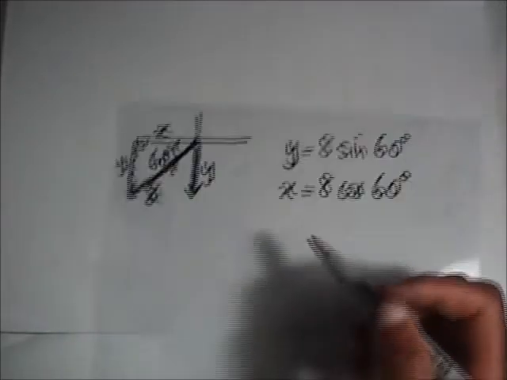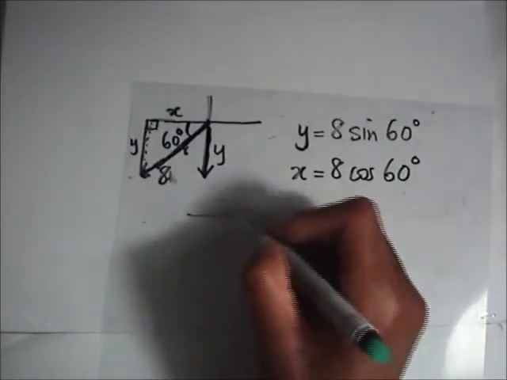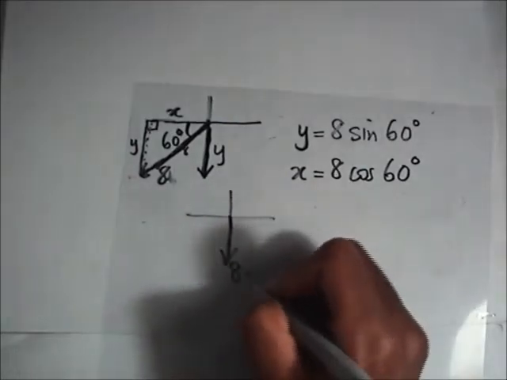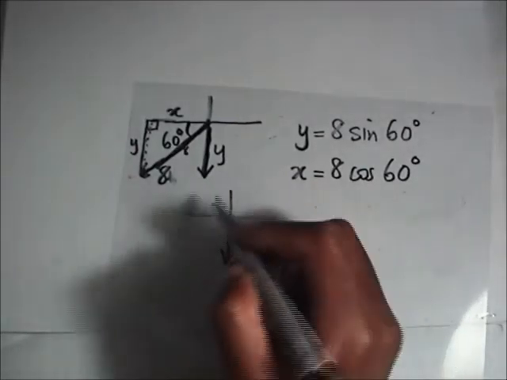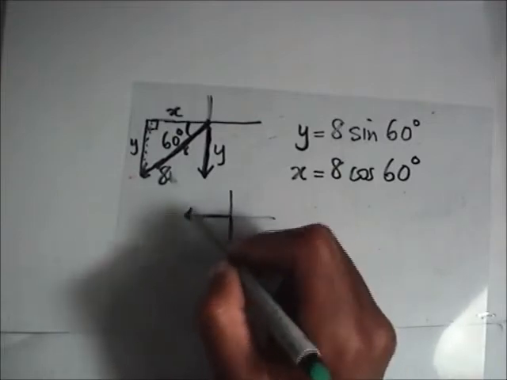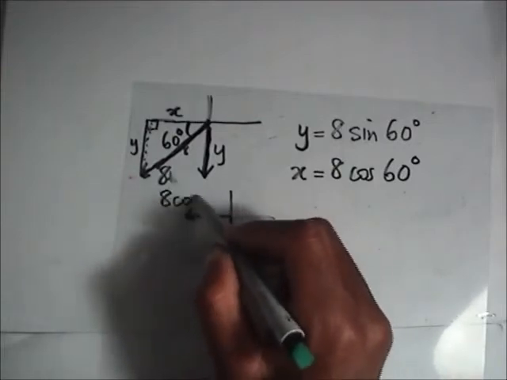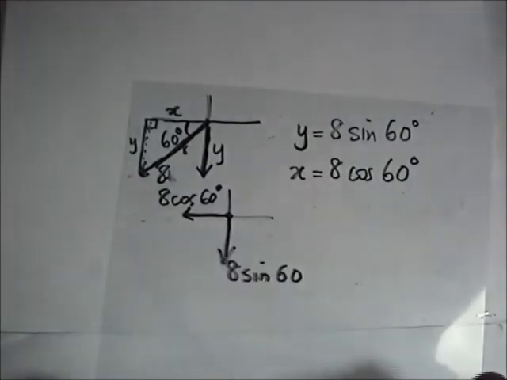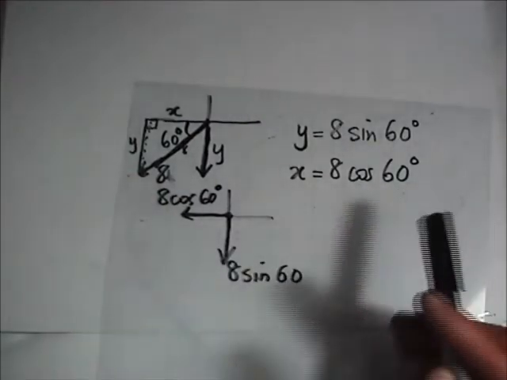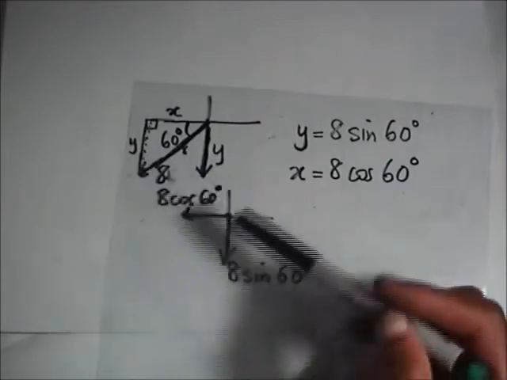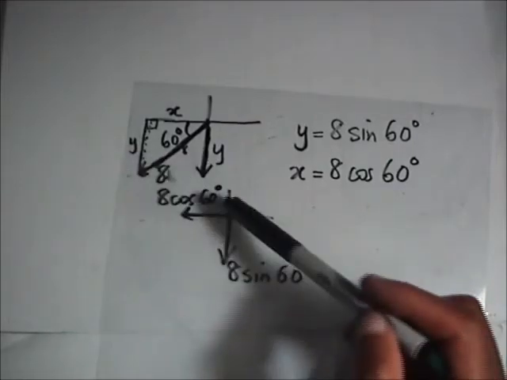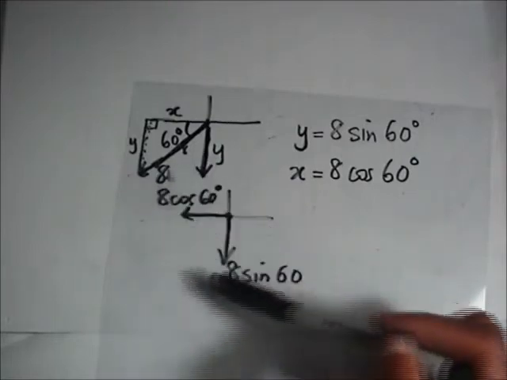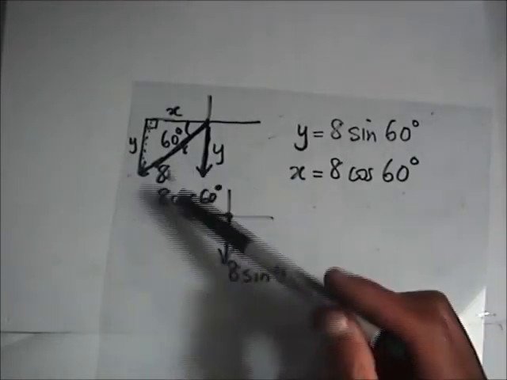So now this 8 can be represented by two forces like this, which is 8 sine 60, and here which is 8 cos 60 degrees. So now I no longer have that 8 that is inclined. I now have two forces that are representing this 8 Newton, but they are now respecting my two directions.